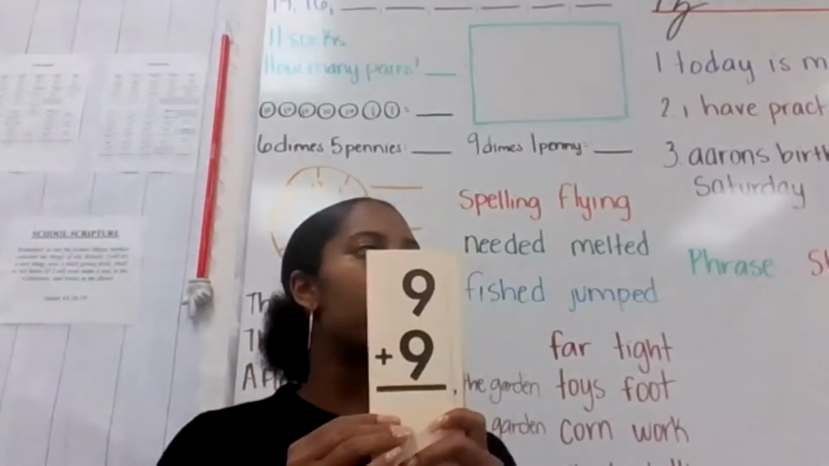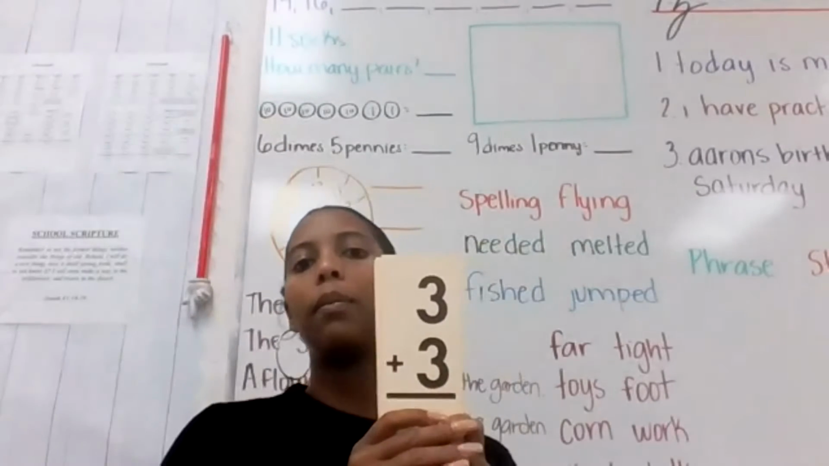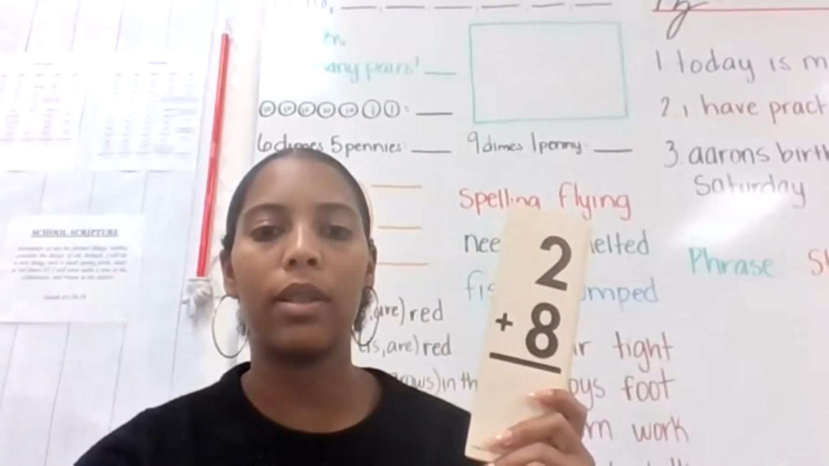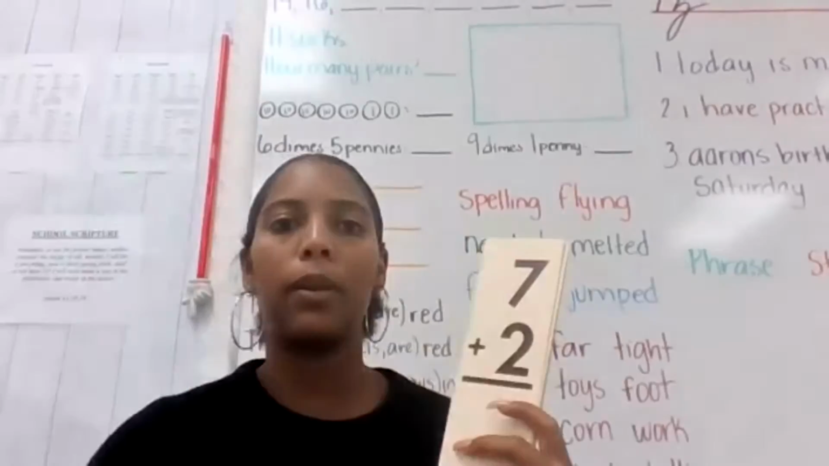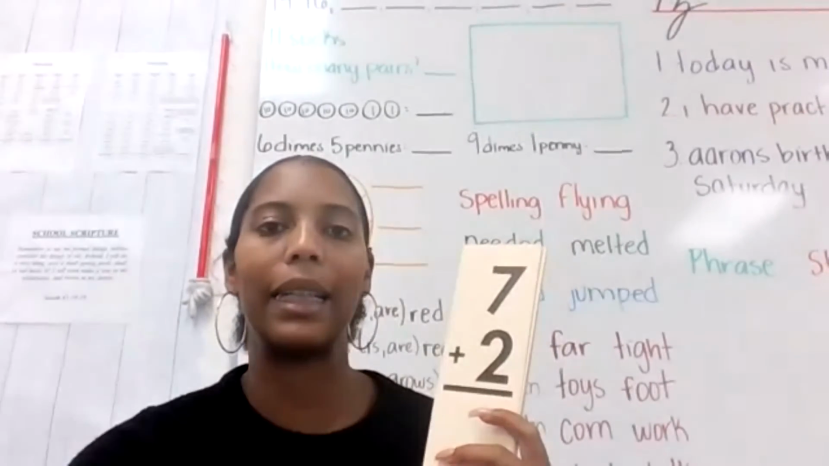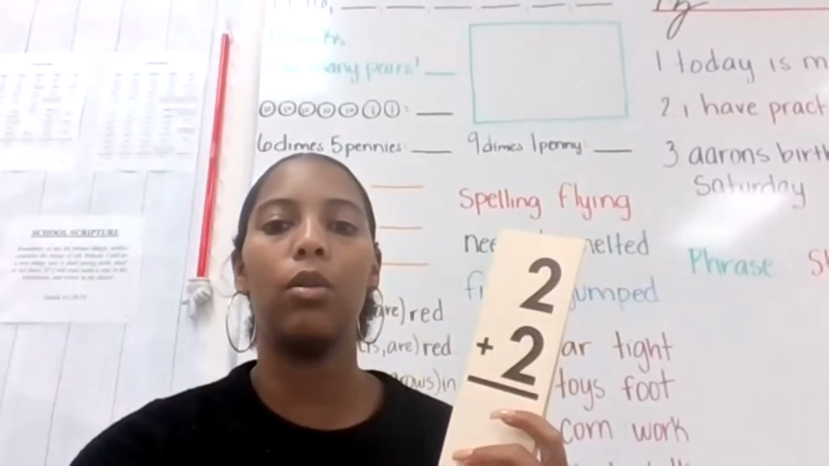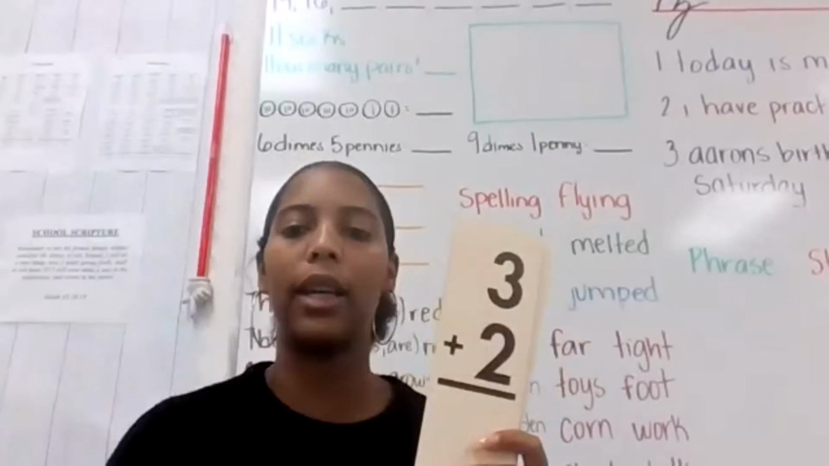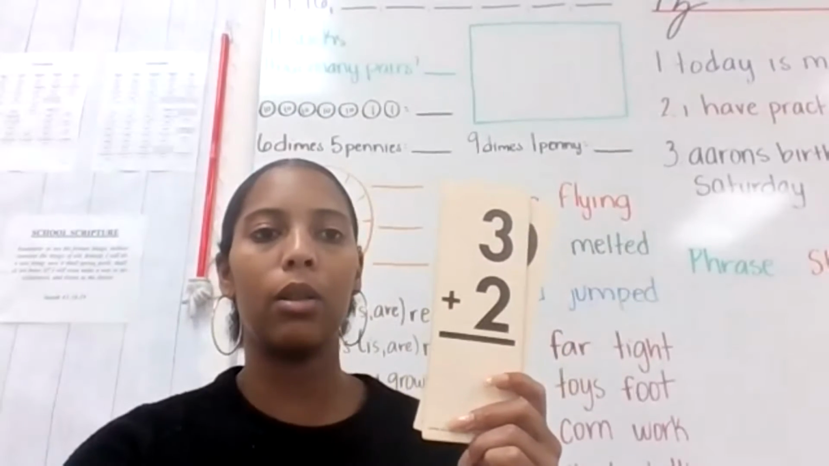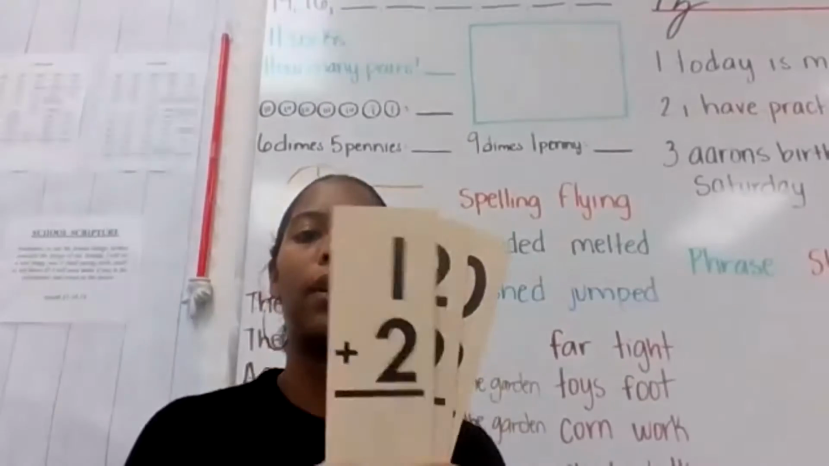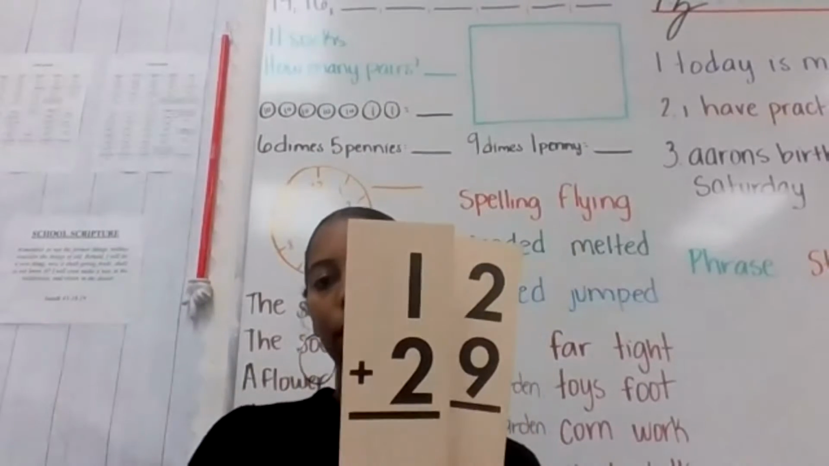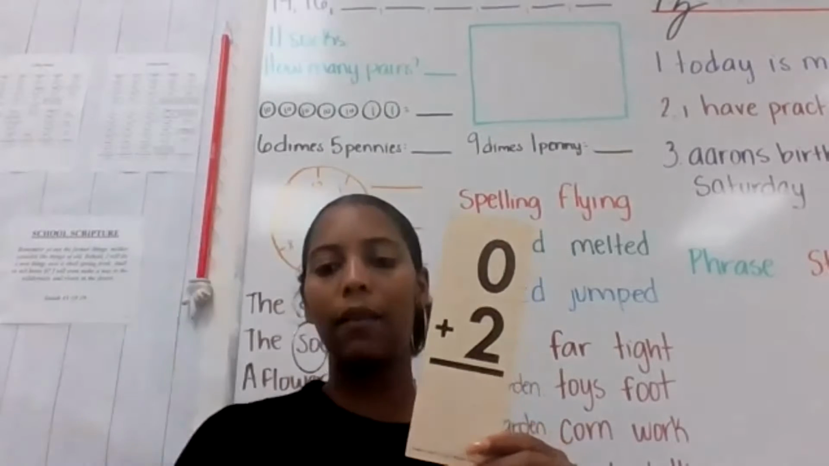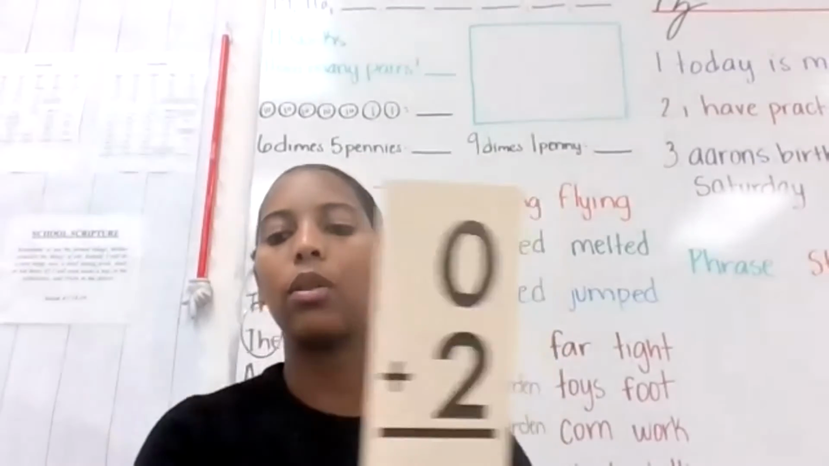9 plus 9 equals 18. 3 plus 3 equals 6. 2 plus 8 equals 10. 7 plus 2 equals 9. 2 plus 2 equals 4. 2 plus 6 equals 8. 3 plus 2 equals 5. 1 plus 2 equals 3. 2 plus 9 equals 11. And 0 plus 2 equals 2.